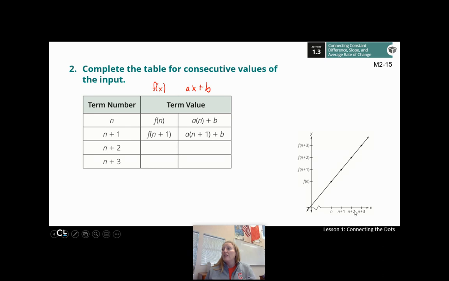And if I plug in an n plus 1, I get f of n plus 1, but that means I'm doing a times n plus 1 plus b. Hopefully you can see the pattern and what's going on here. The input just keeps changing; a and b stay the same every time. So I would like you to hit pause, finish filling in the table, and then hit play when you're ready to check your work.